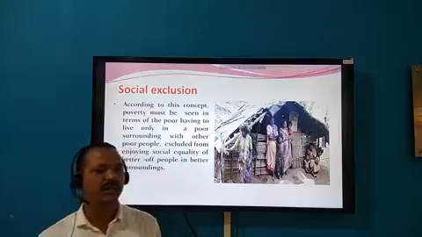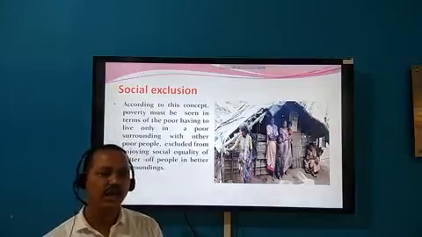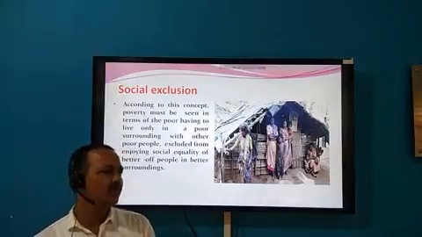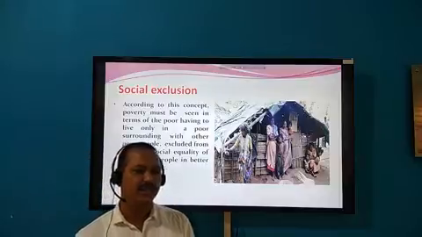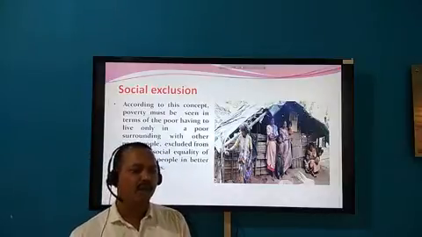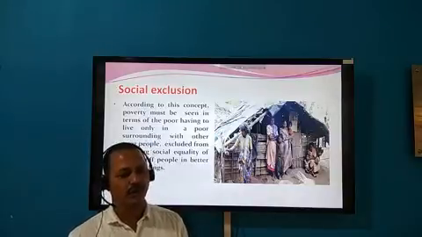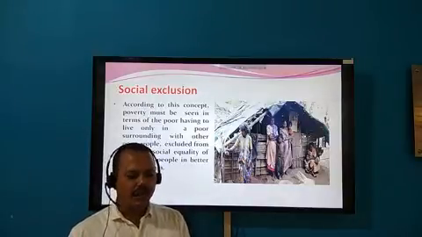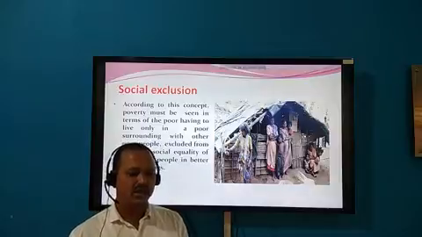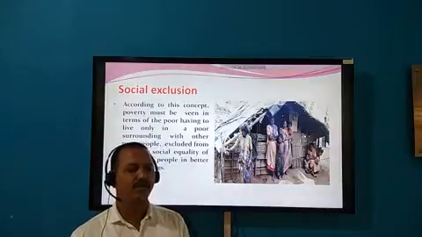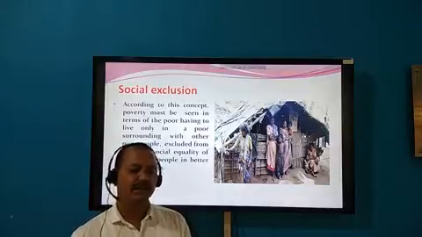Now we are going to discuss another concept, that is social exclusion. According to this concept, poverty must be seen in terms of the poor having to live in a poor surrounding with other poor people. The poor people are excluded from enjoying the social equality of the better-off people in better surroundings.